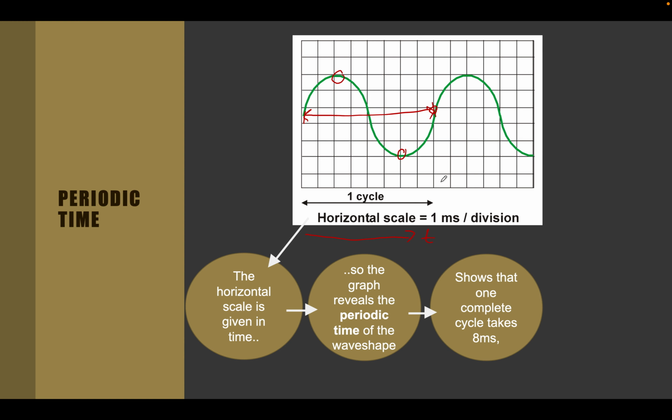So we're measuring, that's why they've measured up to here. They've drawn this arrow in already, one cycle. And each one of these is 1 millisecond per division. When they say that, they mean that's 1 millisecond there, 1 millisecond, 1 millisecond. So they've counted them up: 1, 2, 3, 4, 5, 6, 7, 8 milliseconds. Right. So the periodic time for this signal is 8 milliseconds.